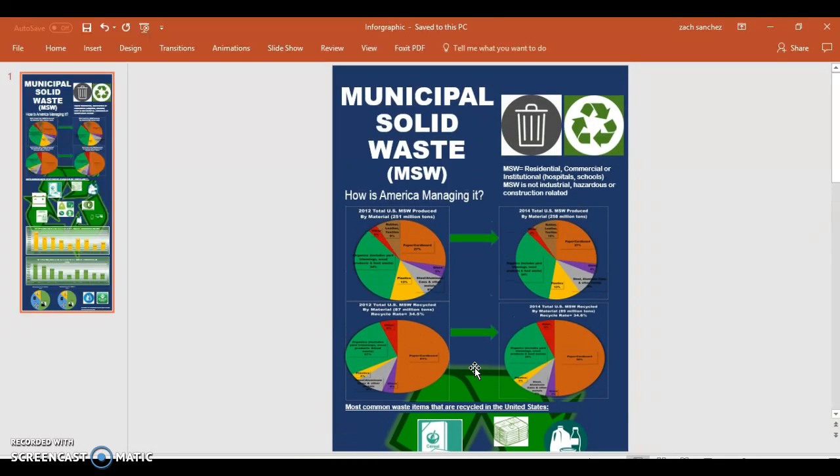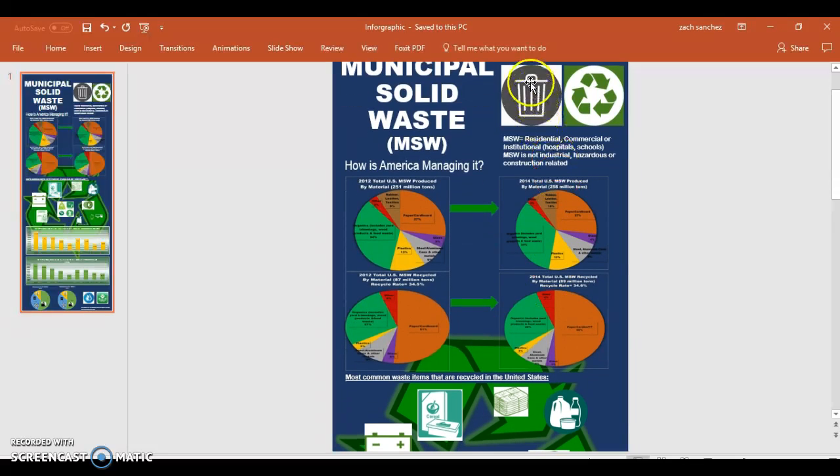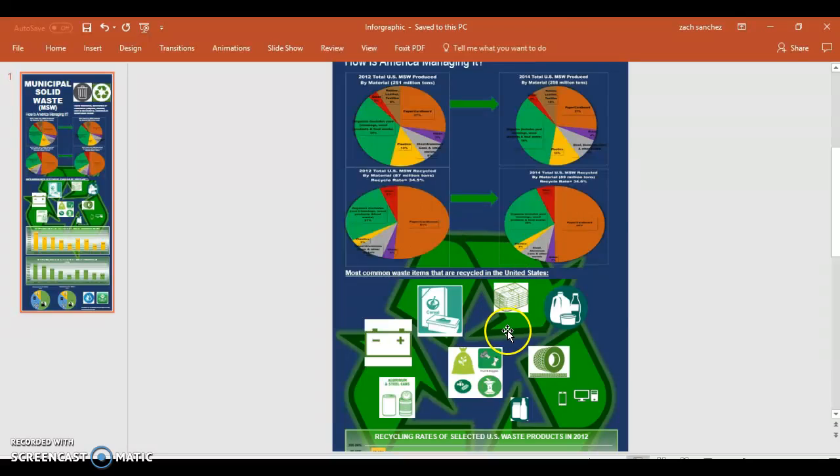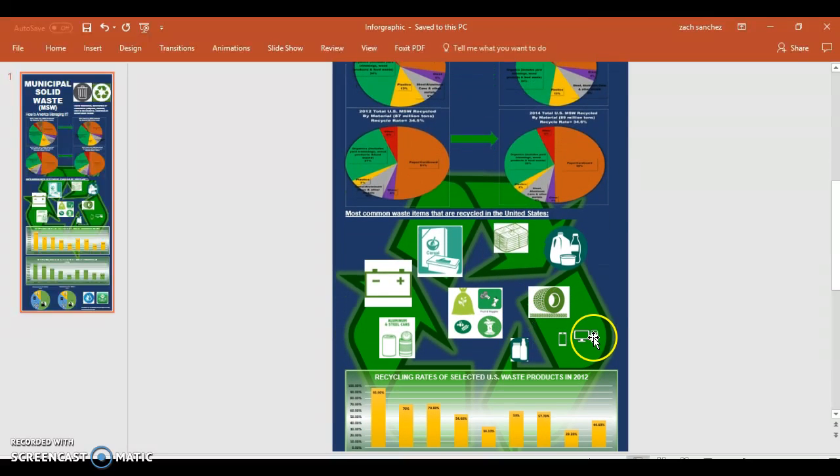One other note is that I used the principle of closure and figure to ground by using some of these icons that are not completely closed, like this one here and some of these down here.